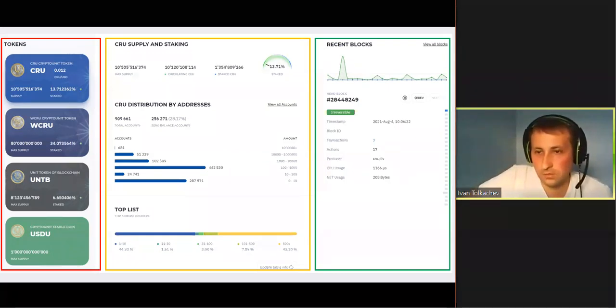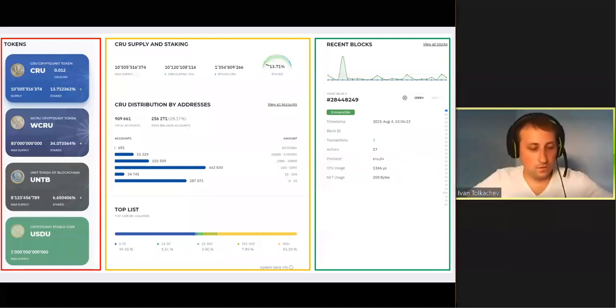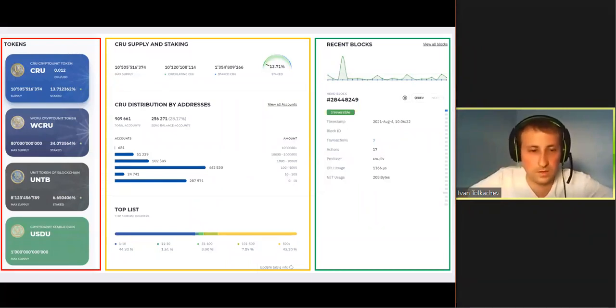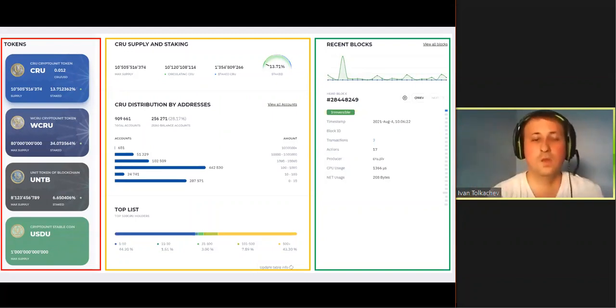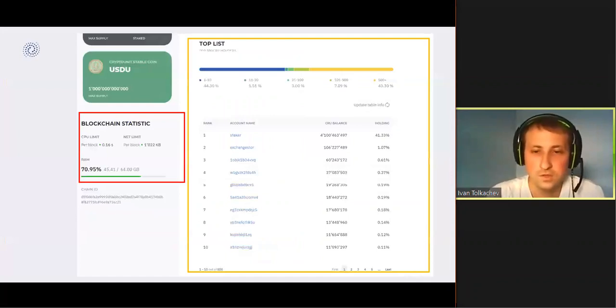And it is also worth considering that for 29 billion blocks, the Cryptounit blockchain capacity is overloaded only to 5%. So therefore, the capacity is huge compared to blockchains of the first generation.